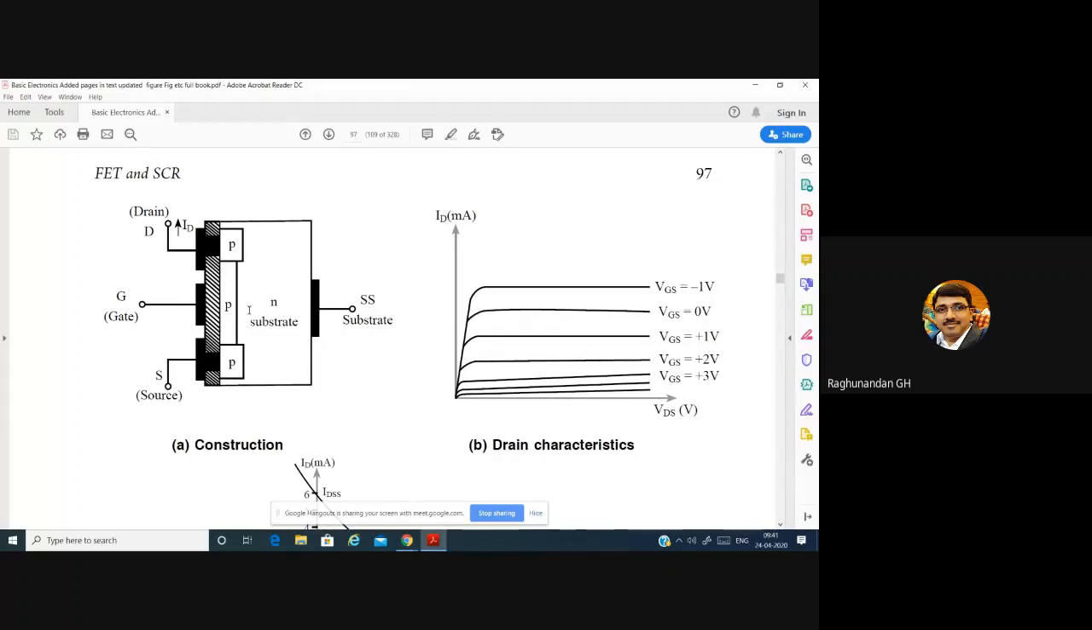In the same way here, we apply the gate voltage in such a way that these holes will be diverted towards the N substrate. Since it is an N substrate, the majority charge carriers are electrons. Now, the more drain voltage you apply, the more attraction will be created here. So more and more holes will be attracted towards this drain.